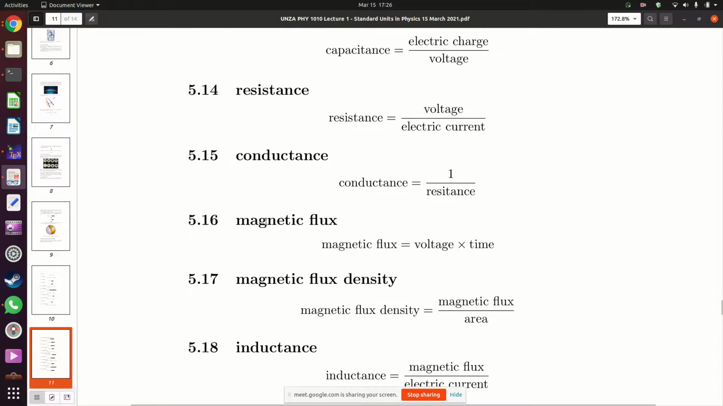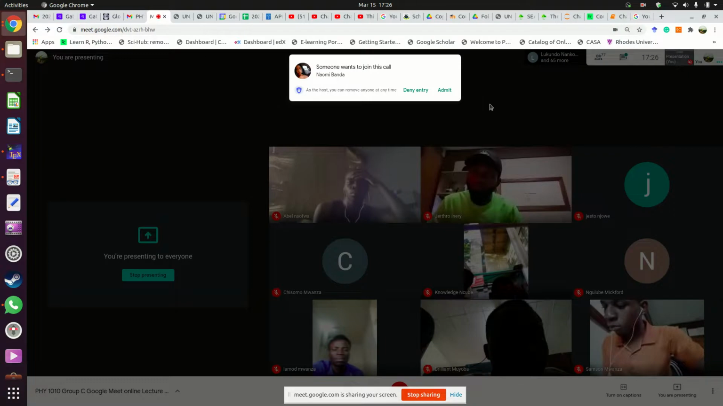Then there's another quantity called magnetic flux. This has to do with magnets and magnetic fields. So how do we define this one?